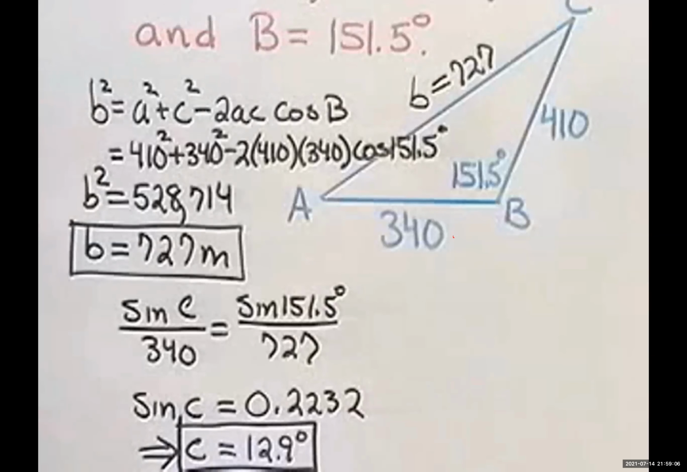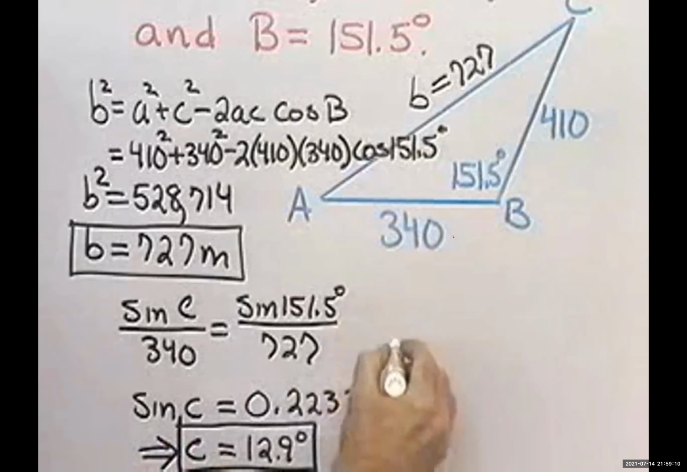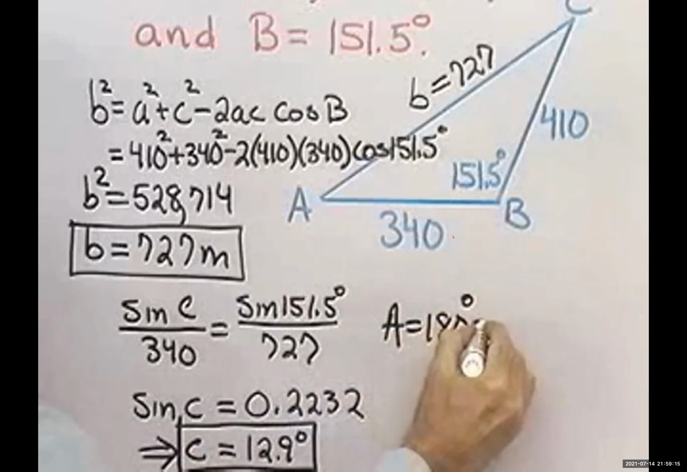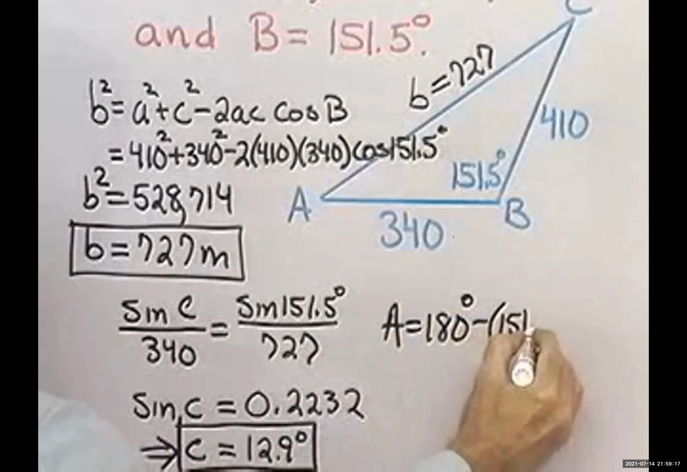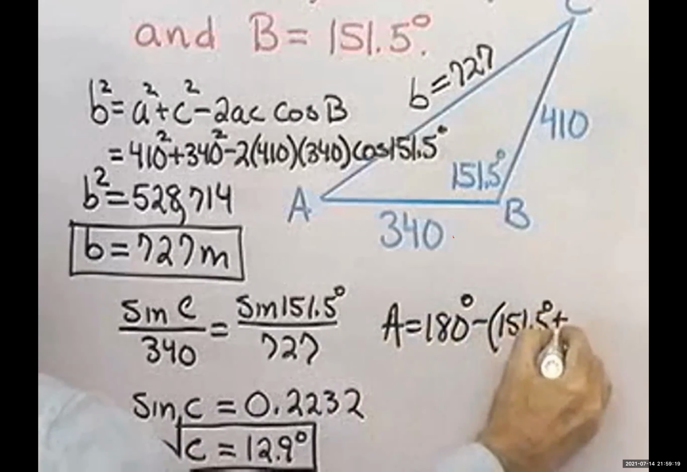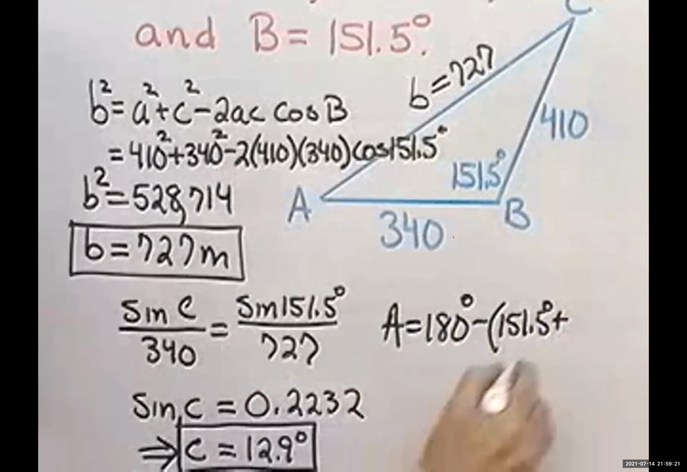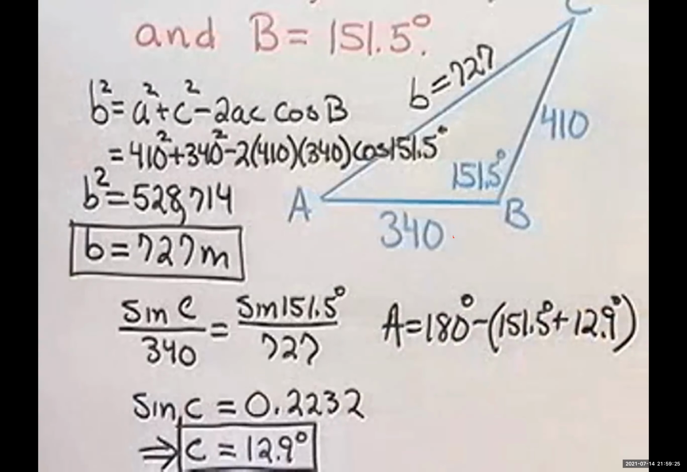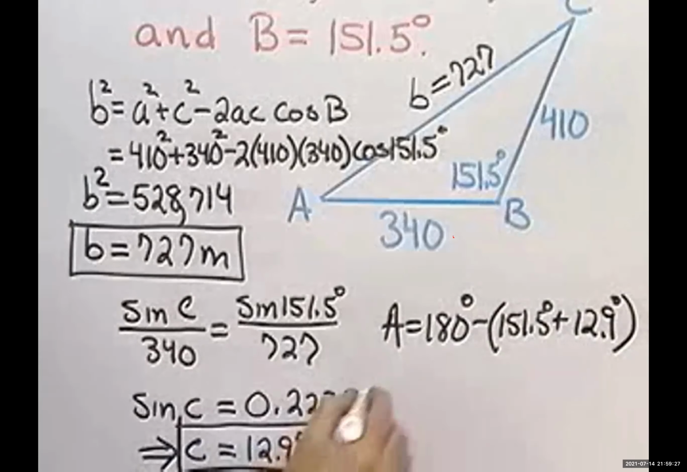Last thing I have to do is find angle A. Angle A will be 180 degrees minus 151.5 degrees plus my 12.9 degrees. And I've already worked that out also, and that comes out to be 15.6.